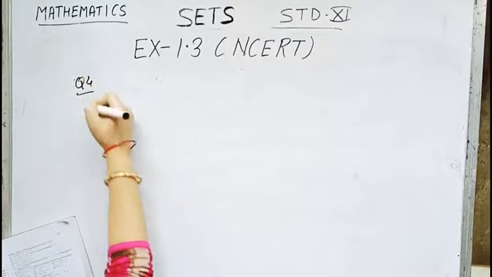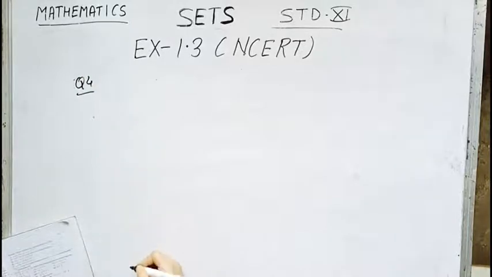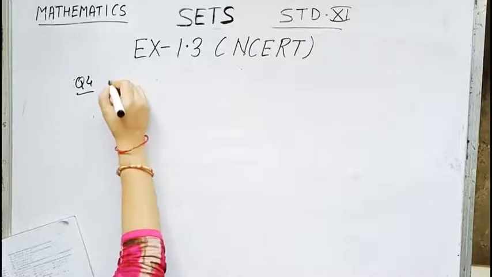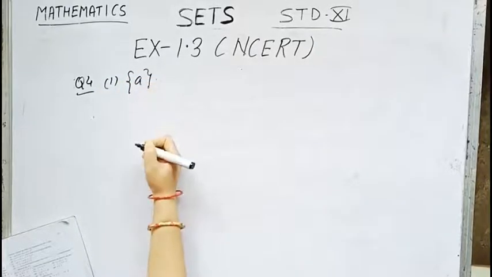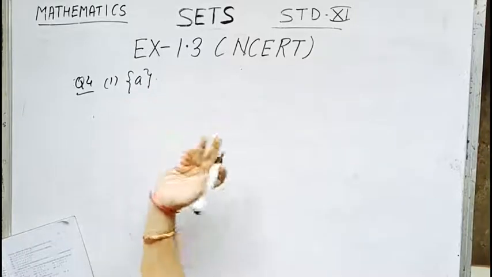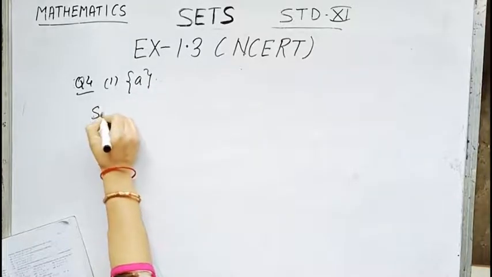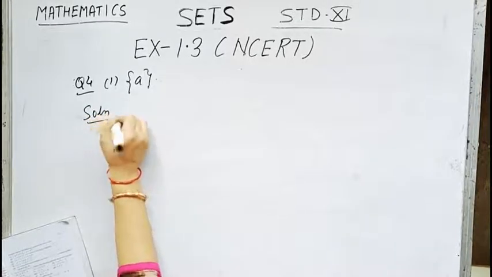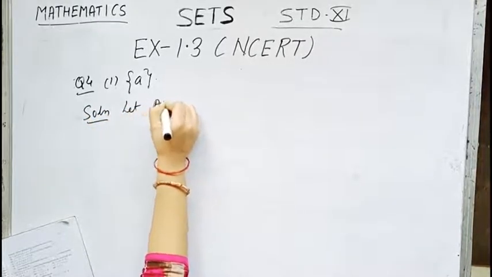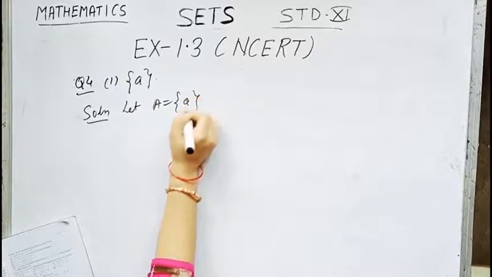Question number 4 is write down all subsets of the following sets. So number 1 is set containing A. We can name this, or without naming also we can write. Let A equals set containing A.